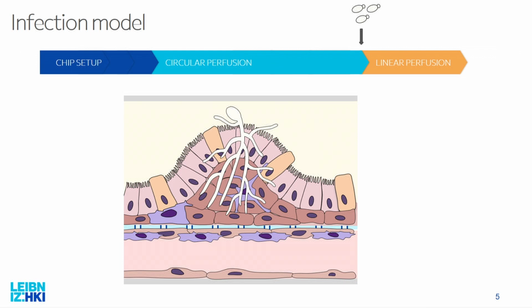What we do with this to analyze the host-fungus interactions is many things. We can, of course, take samples for microscopy. In our case, we do this after fixing. We can also do, of course, molecular readouts, like the barrier permeability with FITC-dextran.